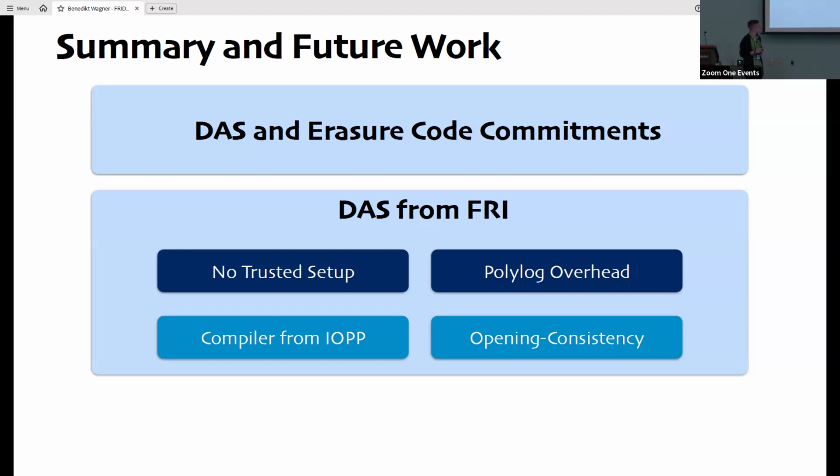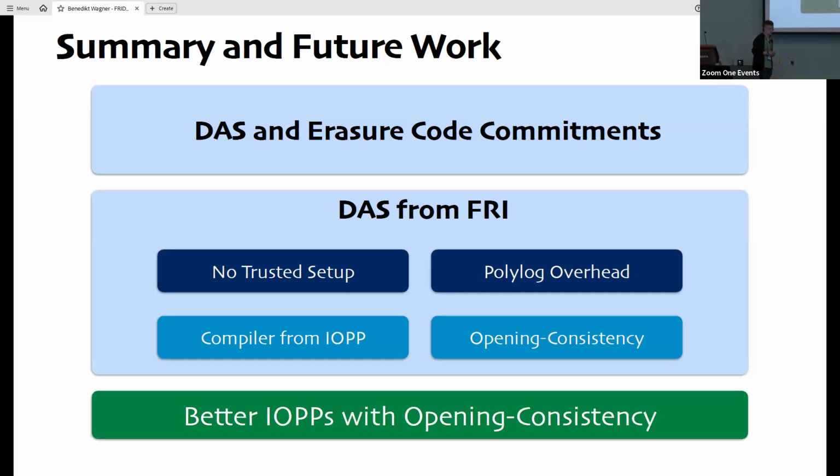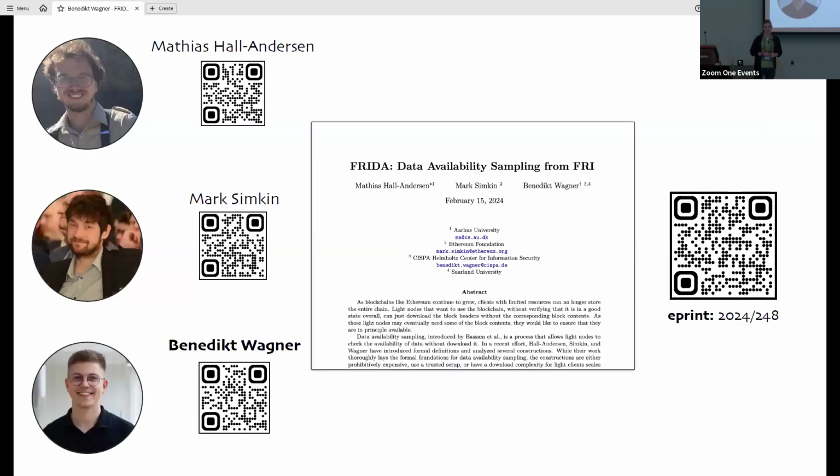And I want to end this talk by giving you something to think about, an open problem for future work. If you're interested in IOPPs, maybe you design an IOPP that is in some sense better than FRI. I've heard there's a best paper award at this conference that gives an IOPP that is better than FRI. And then you prove opening consistency. And then with our compiler from these two papers, you get data availability sampling for free. And that will make people in the Ethereum community happy, I guess. And yeah, that's it. Thank you for your attention.